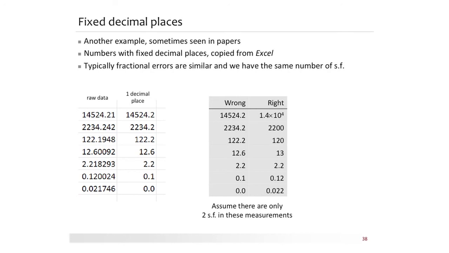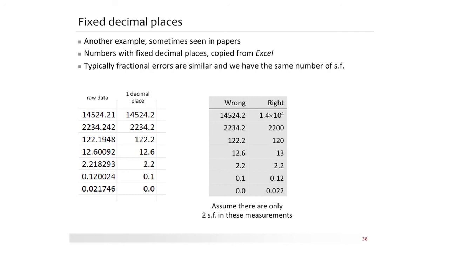In most typical biological applications, the fractional errors are very similar. So the bigger the number, the bigger the error. Presumably, the error of this number is much larger than the error on this number, but it's not quoted, so we don't know. But if you want to do it properly, you have to estimate the number of significant figures. And if the number of significant figures is 2, for example, this is how you should do it. You should write 1.4 times 10 to the 4, and so on and so forth, including the last number, 0.022. So avoid fixed decimal places. It will lead you to something very weird.